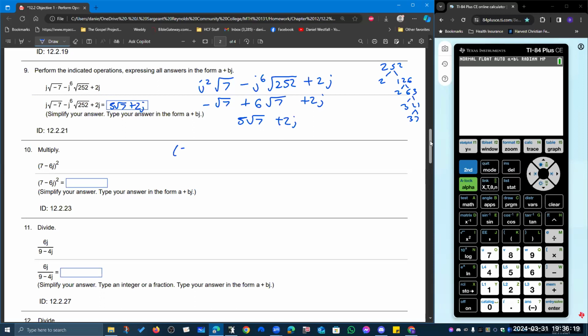I want 7 minus 6j times another 7 minus 6j, which is 49 minus 42j minus another 42j plus 36j squared. That is 49 minus 36 plus negative 42 minus 42j, which is 13 minus 84j.